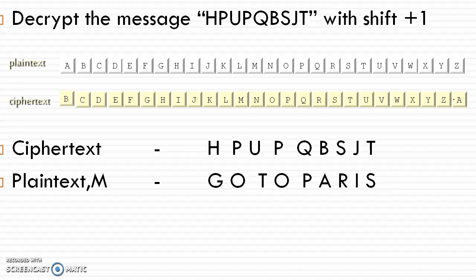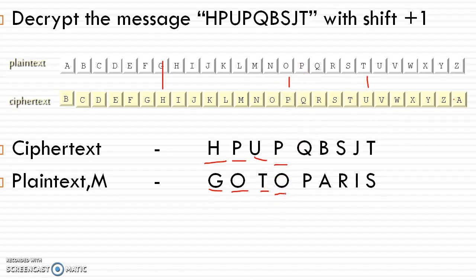HPUPQBSJT. So here your first letter is H. According to this table, H should be replaced with its corresponding plain text letter, which is G. Now the second letter is P. P should be replaced with the character O. Next is U. U's corresponding plain text character is T. Next is P. P's corresponding is O.